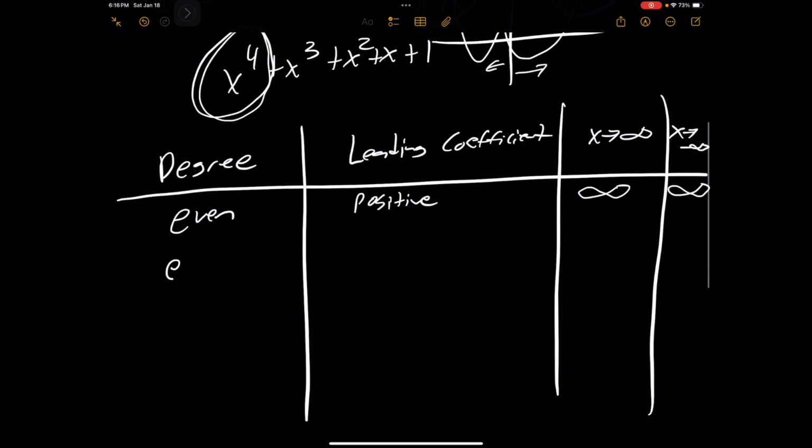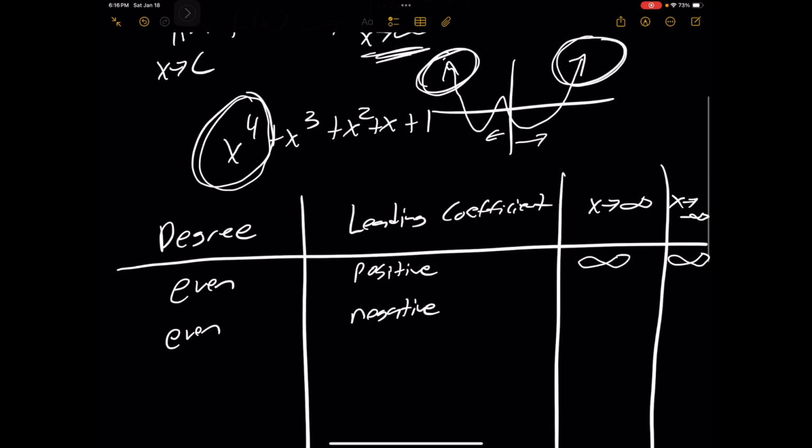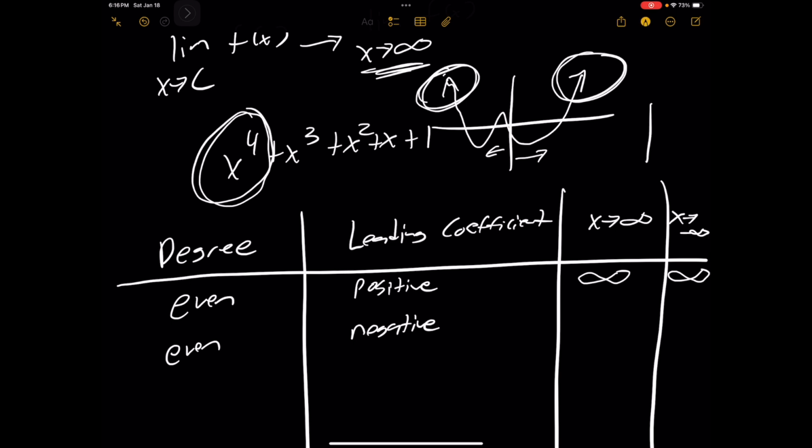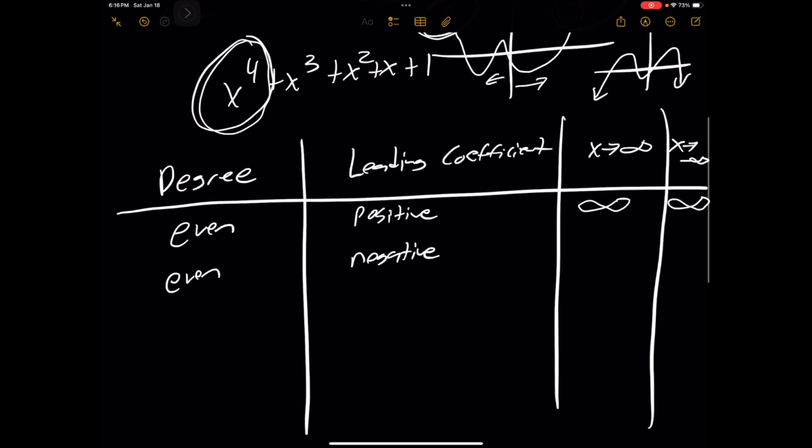Now, for the same reason, if our degree is even and our leading coefficient is negative, we get the same result, but we flip the graph. So a negative fourth order polynomial looks something like this, where the graph is just flipped. So no matter how you hash it, you're going to get negative infinity. Negative infinity.